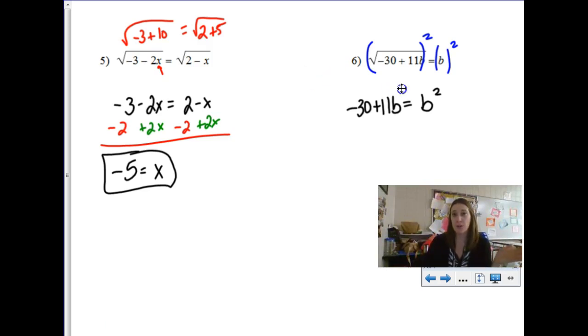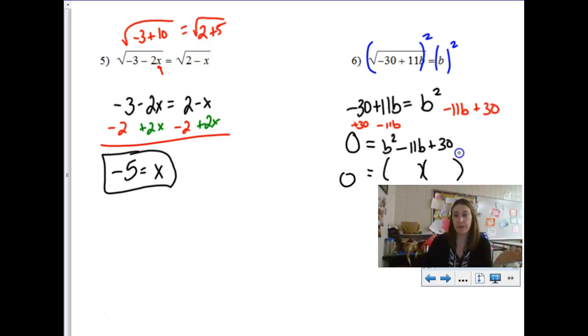In order to solve a quadratic, for most of those methods, I want it in standard form. So I want like 0 on one side of the equal sign. So I'm going to first rearrange the equation by adding the 30 over and subtracting the 11b over. So over on the other side of the equal sign, I have b squared minus 11b plus 30. And then I'm going to try factoring.